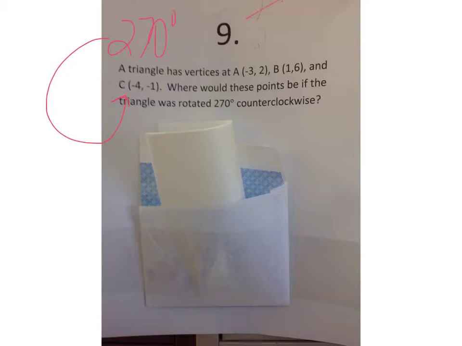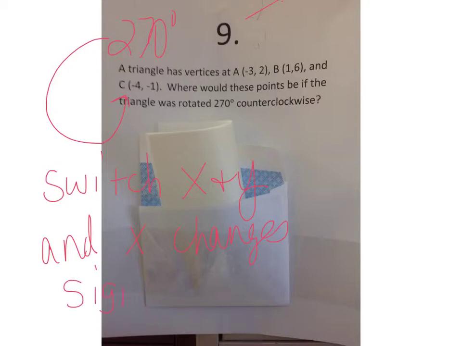If you decided to do it by what happens to the points, well, when you rotate 270 degrees counterclockwise, you switch X and Y, and the X changes signs. So you go from XY to Y negative X. That's your change. So A prime would be negative 3 and 2 would switch places, and the negative 3 would become positive. So it would go to 2, 3.